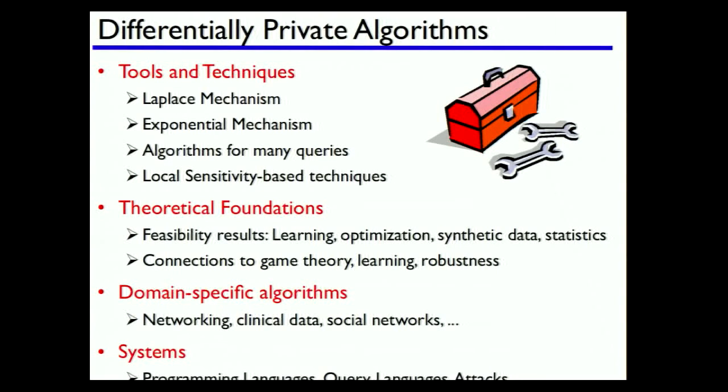There's a lot of work on basic theoretical foundations, feasibility results about learning or optimization or synthetic data, connections to game theory, learning, robustness. There are a lot of domain-specific algorithms for, say, network data or clinical data. And there are a number of systems that were implemented, and I'll talk about them right at the end. So I want to talk about tools and techniques. My goal here is to give you enough information that if you go and try to read papers on the topic, it'll be easier.